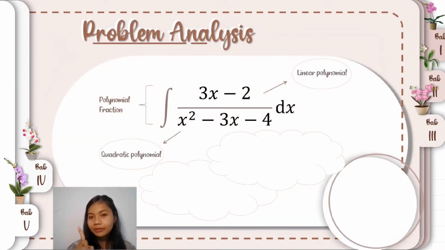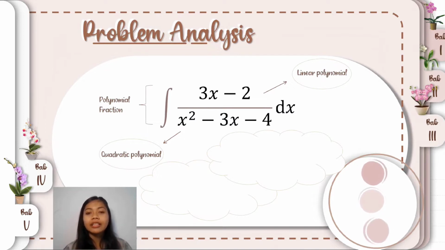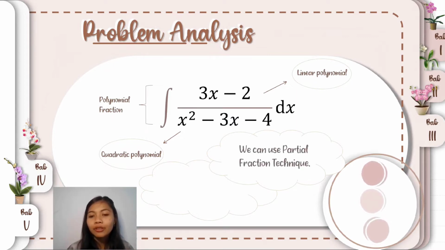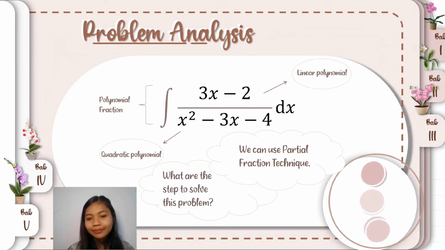Okay, first, we can analyze the problem. Integral 3x minus 2 over x squared minus 3x minus 4 dx. We know the form is a polynomial fraction, because first the numerator is a linear polynomial and second, the denominator is a quadratic polynomial. And then we have the conclusion, we can use the partial fraction technique. And the question is, what are the steps to solve this problem?